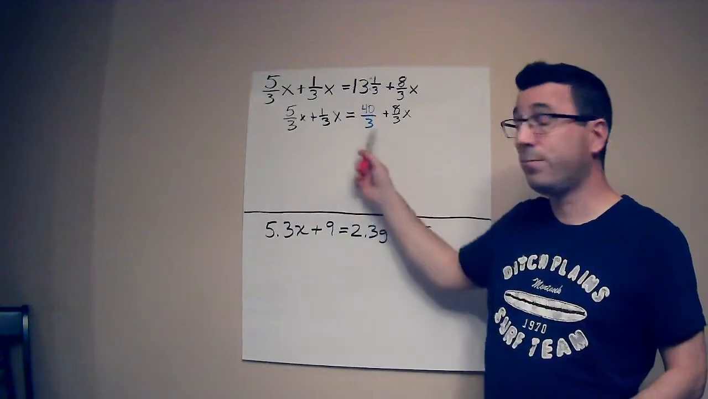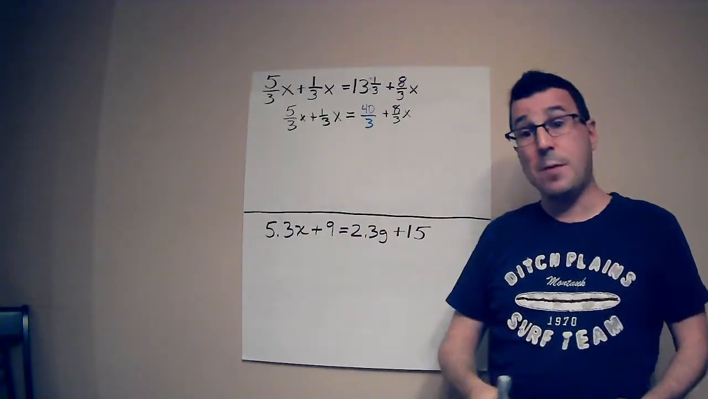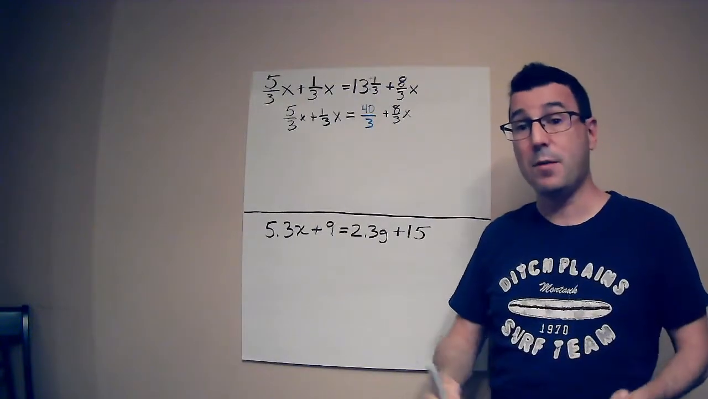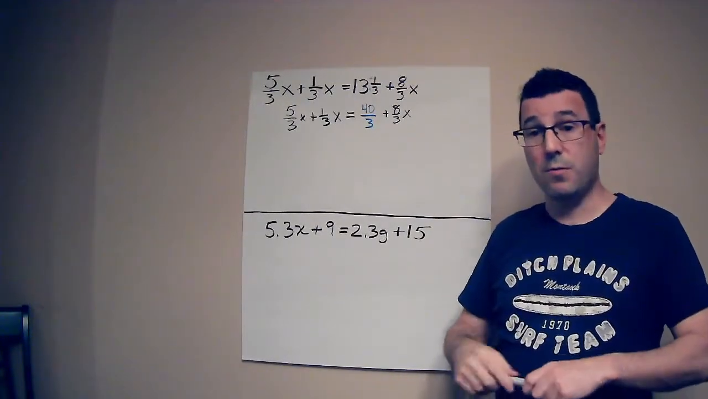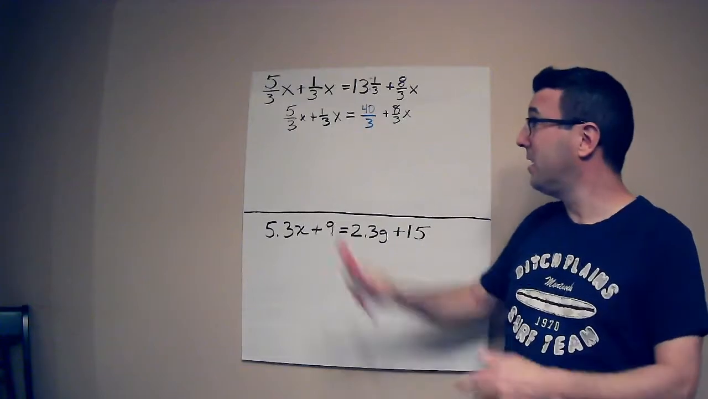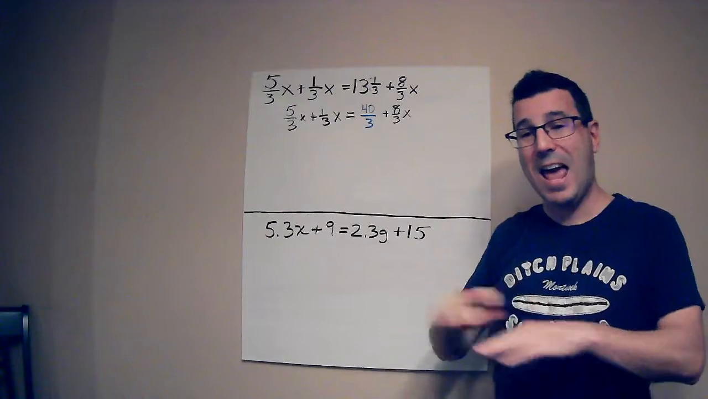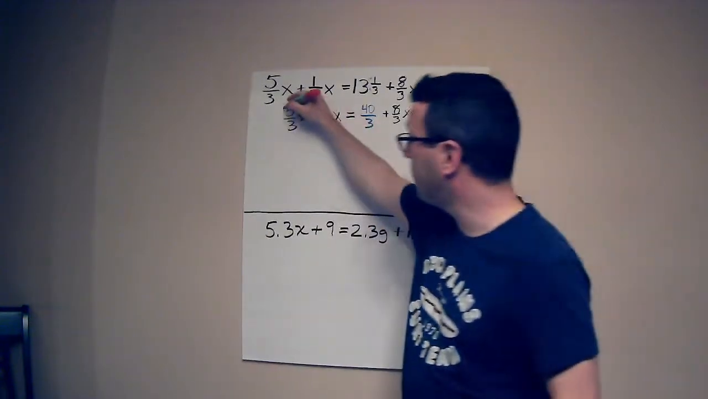It's a 3. If I had different denominators, I need to get and find the least common denominator, the least common multiple, in order to do the elimination. But since I have the same denominator, I'm going to multiply everything by 3.